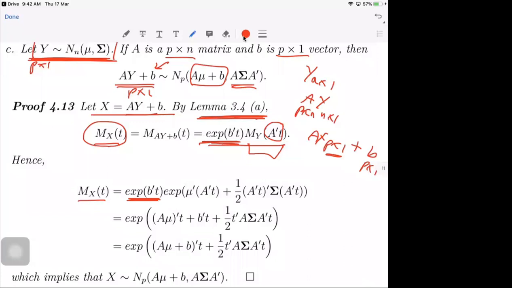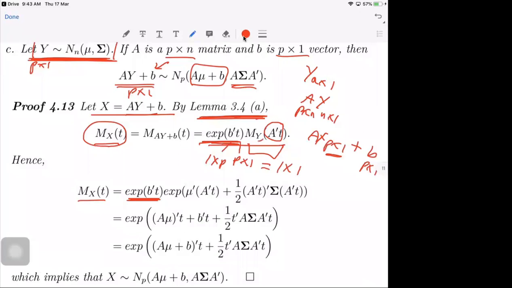So why am I saying this is just a constant? Because B prime is P by 1, so B is P by 1, so B prime will be 1 by P. And T is P by 1. So this will just be a 1 by 1. So the exponential of a 1 by 1, or exponential of a constant, is just a constant.